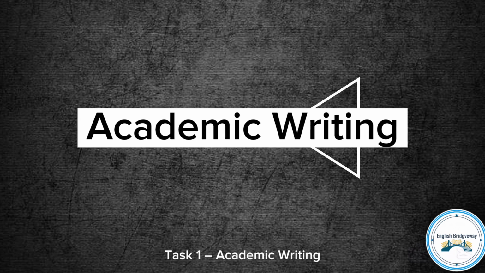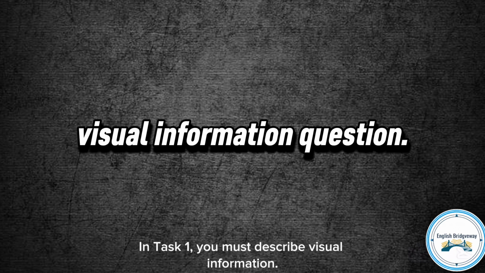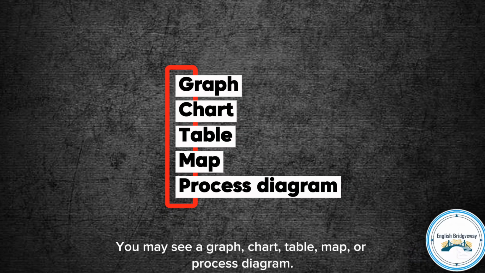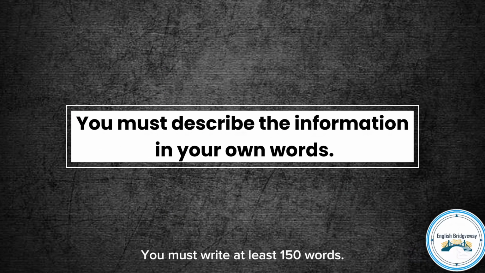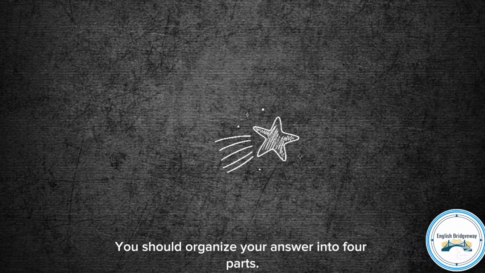Task 1. Academic Writing. In Task 1, you must describe visual information. You may see a graph, chart, table, map, or process diagram. You must write at least 150 words. If you write fewer than 150 words, you will lose marks. You should organize your answer into 4 parts.